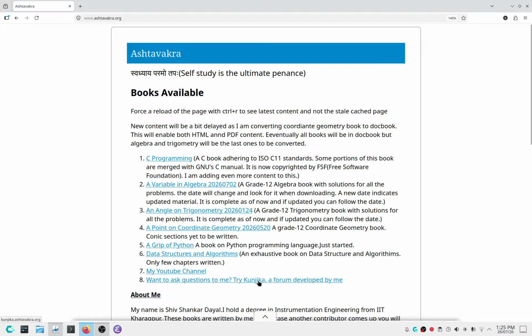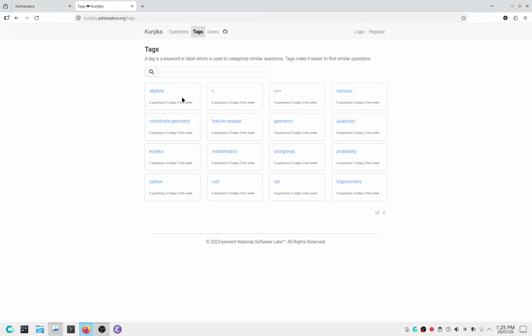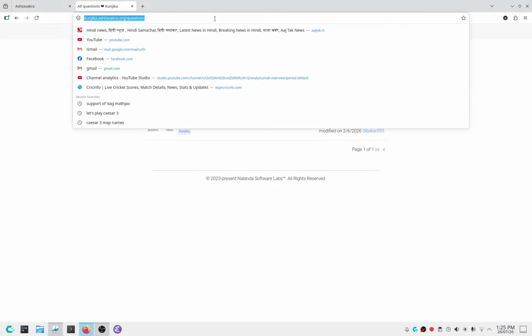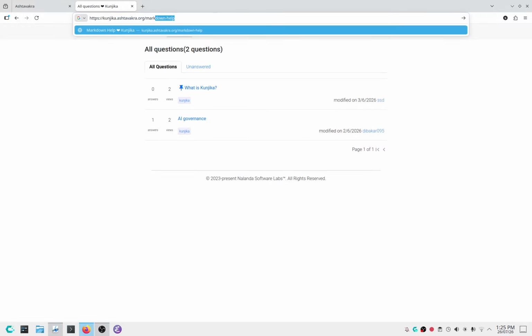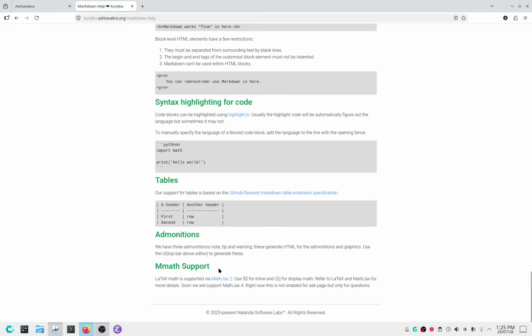Also, if you have questions other than what we solve, you can come to the eighth link. You will arrive at Kunjika, where you make a login and can ask questions. The tags you can use are algebra, calculus, geometry, coordinate geometry, mathematics, probability, and trigonometry. If the subjects do not match, use the generic tag mathematics to ask your questions. I'll be more than happy to answer your questions on this website. And you can use math here. Right now the Markdown help does not include the mathematical content. I will add the mathematical help over here.